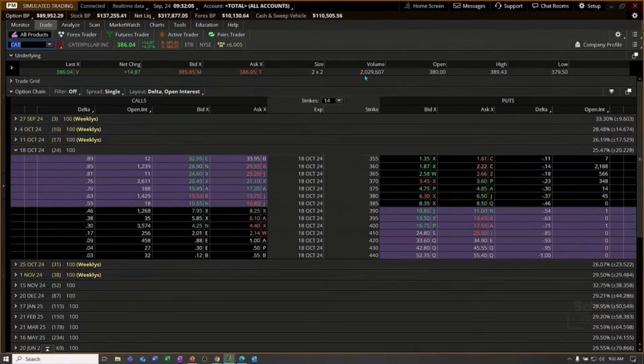There's a reason why I teach from the indexes themselves, the stocks in the indexes.